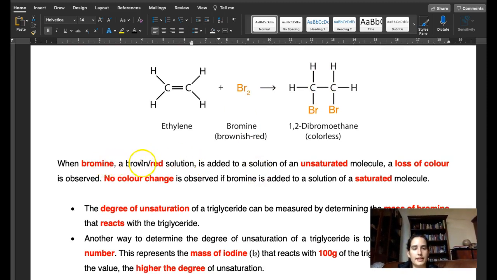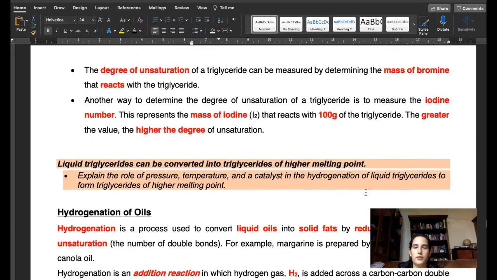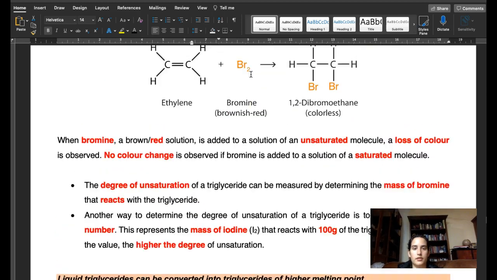So that enables us to see what's going on. So if we add bromine to an unsaturated molecule, which means it's got double bonds, we're going to have a loss of color. But if we add it to a saturated molecule, we're not going to have a loss of color because a saturated molecule doesn't have any double bonds, and therefore the bromine isn't going to add over the double bonds. So therefore we can quantitatively see the measure of the degree of unsaturation.